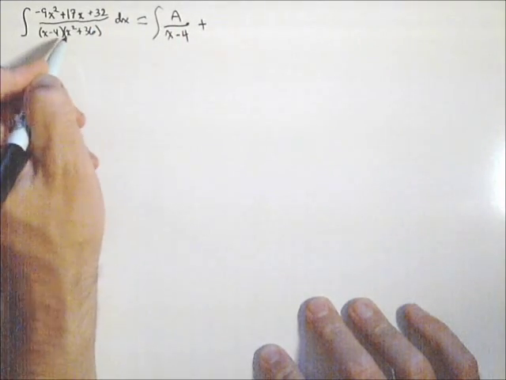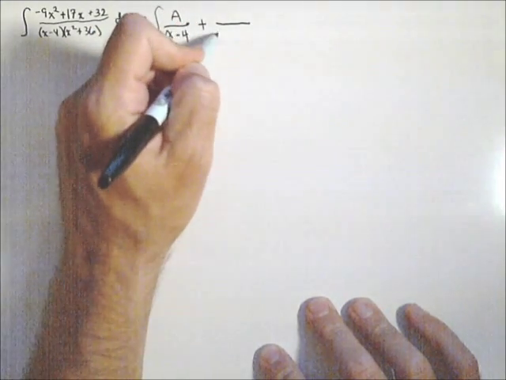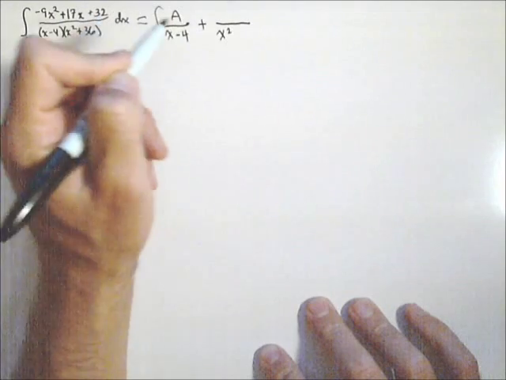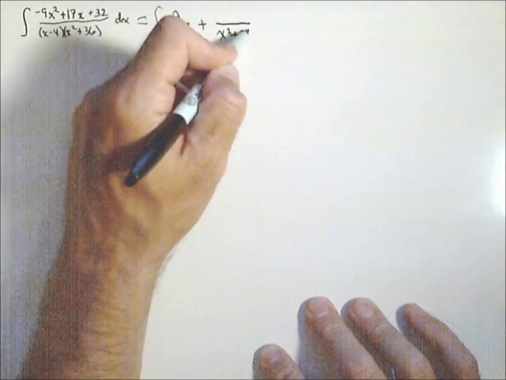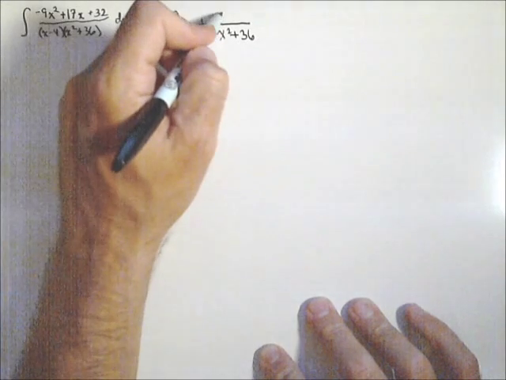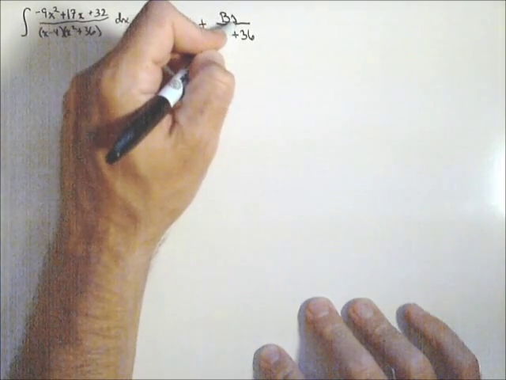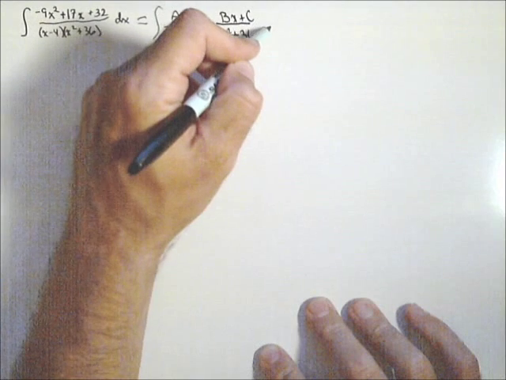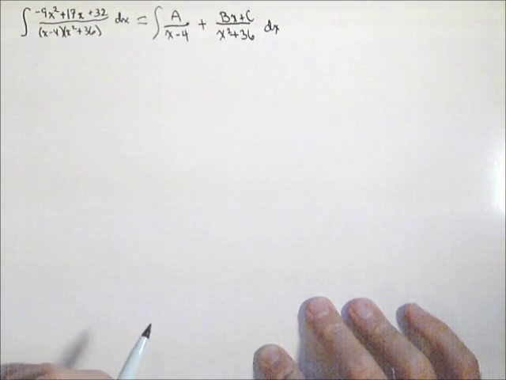Because it's a linear factor, it only gets an A, plus, now we have an irreducible quadratic factor for the second part, x squared plus 36, which means we have to account for the fact that the numerator might be linear. So Bx plus C dx. So there's the form that our result will be in.